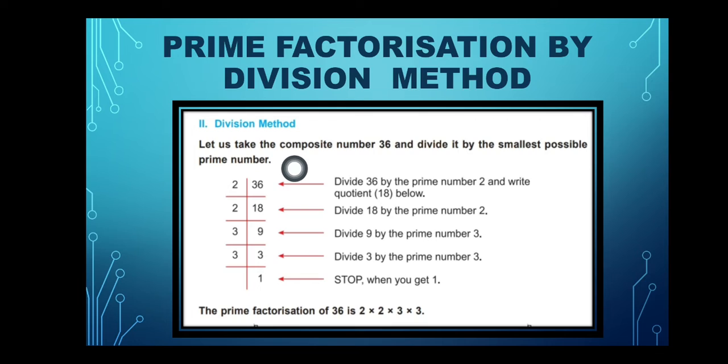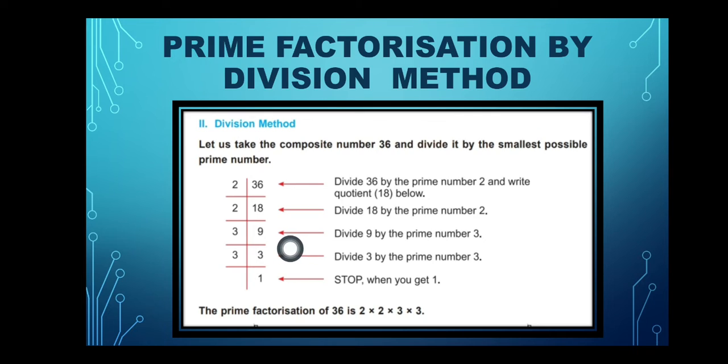First, I will divide 36 by a prime number, by 2, because 2 is the smallest prime number. So, let's start with 2. As 36 is an even number, it is perfectly divisible by 2. So, when I divide 36 by 2, I get 18 as quotient. So, I have written here 18. Now 18 is again a composite number and again I will divide it by 2 because it is even. So when I divide 18 by 2, I get 9 and I have written here 9.